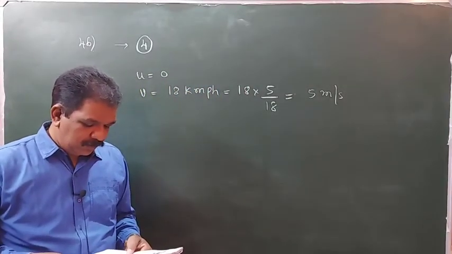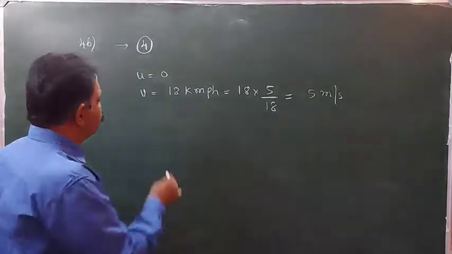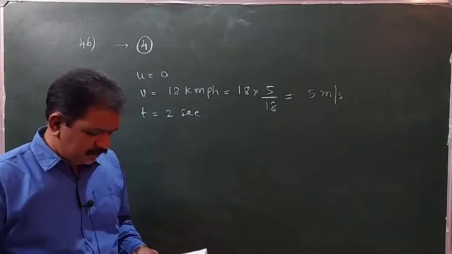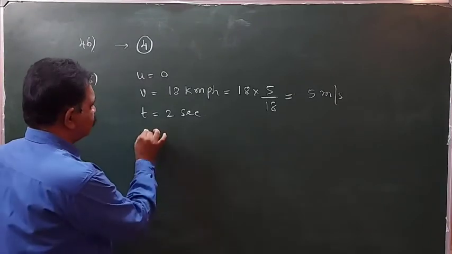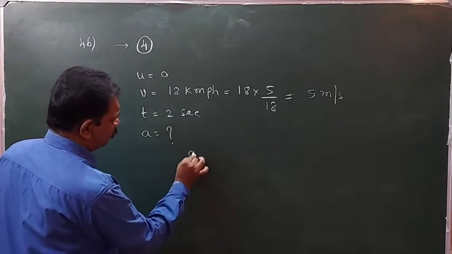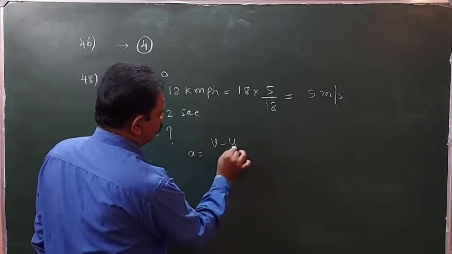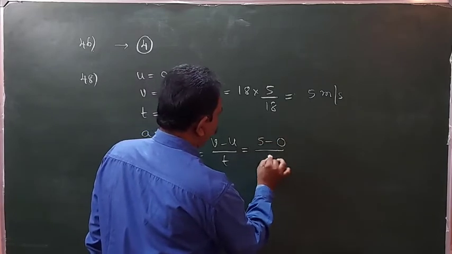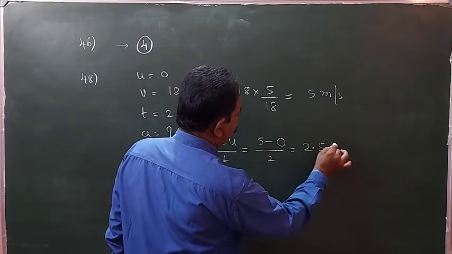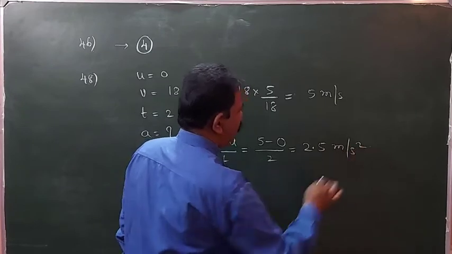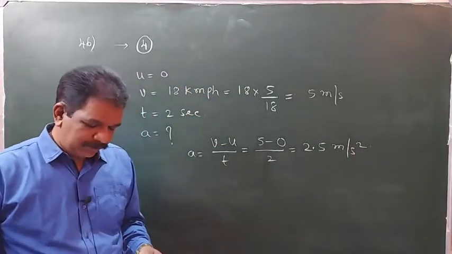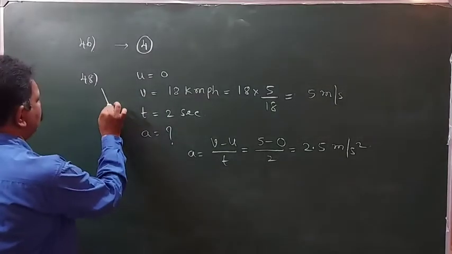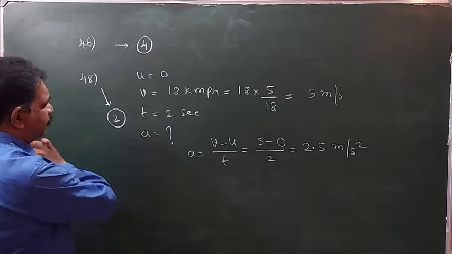Now it took 2 seconds. Then what is his acceleration? The acceleration formula is simple: v minus u by t. 5 minus 0 by 2. This value will be 2.5 meter per second square. So 48 will be the second option.